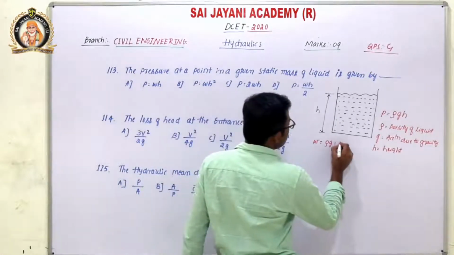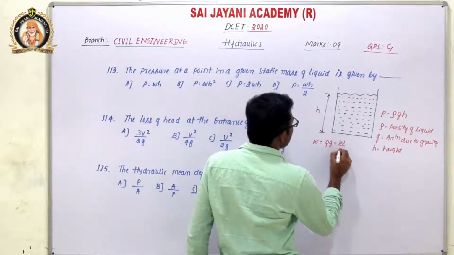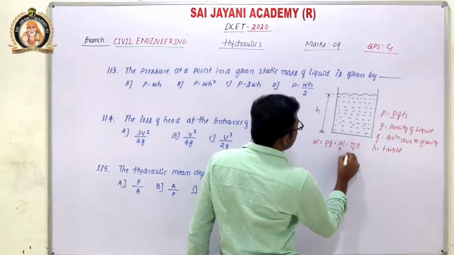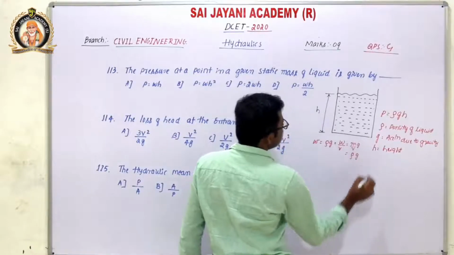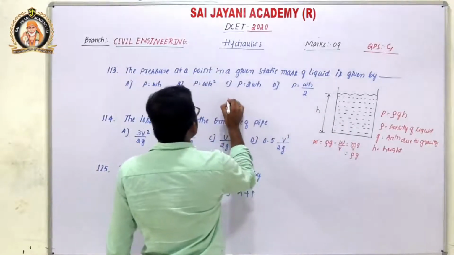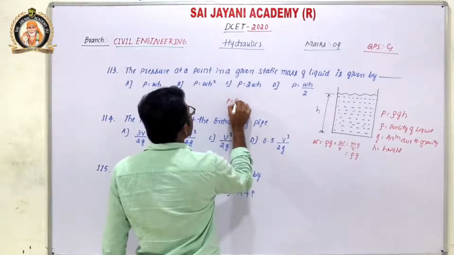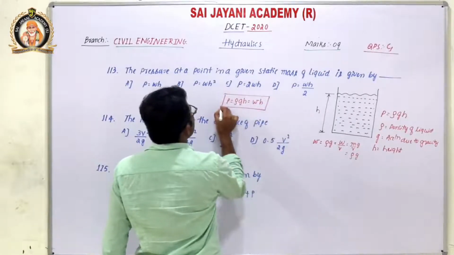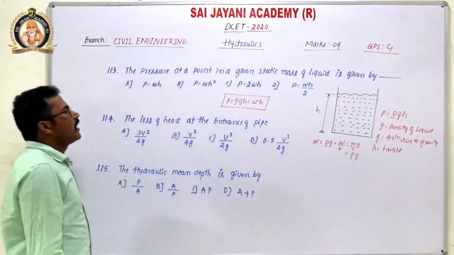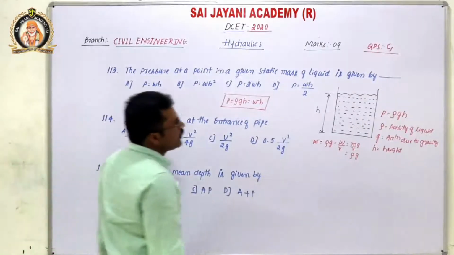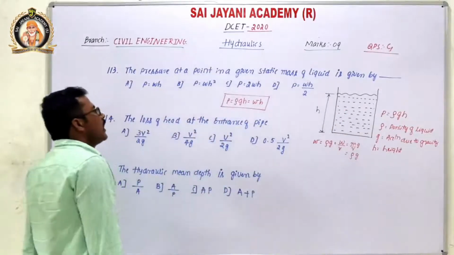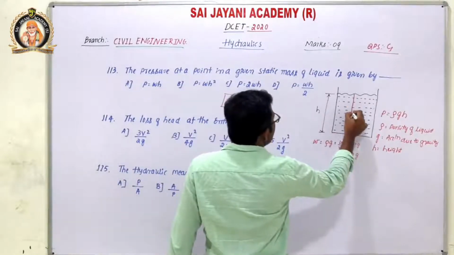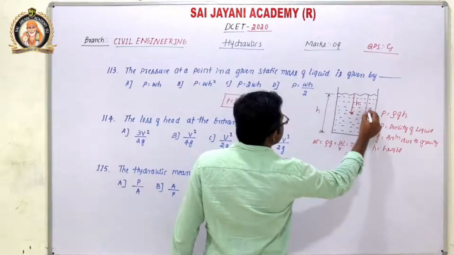Specific weight is defined as the ratio of weight of a liquid to the volume of a liquid. Weight means m into g by v, and m by v is again rho, mass by volume is rho, and g. So we can write that P is equal to rho into g into h, or W into h, where W is the specific weight of the liquid and h is the height of the liquid. So if we know the density of the liquid and the height of the liquid, we can find the pressure at any point.